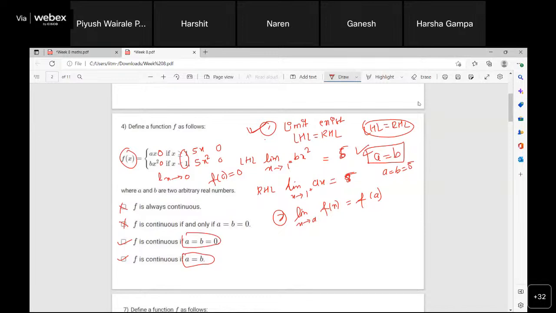For this particular function, the graph will be a straight line, like a constant function. Sir, a constant function is also a continuous function, right? That does also work, right? Yes, that's what I'm saying. So when a equals 0 and b equals 0, it's a constant function. That is also correct, but it is not a necessary condition. For any value when a equals b, we can say this function is continuous.